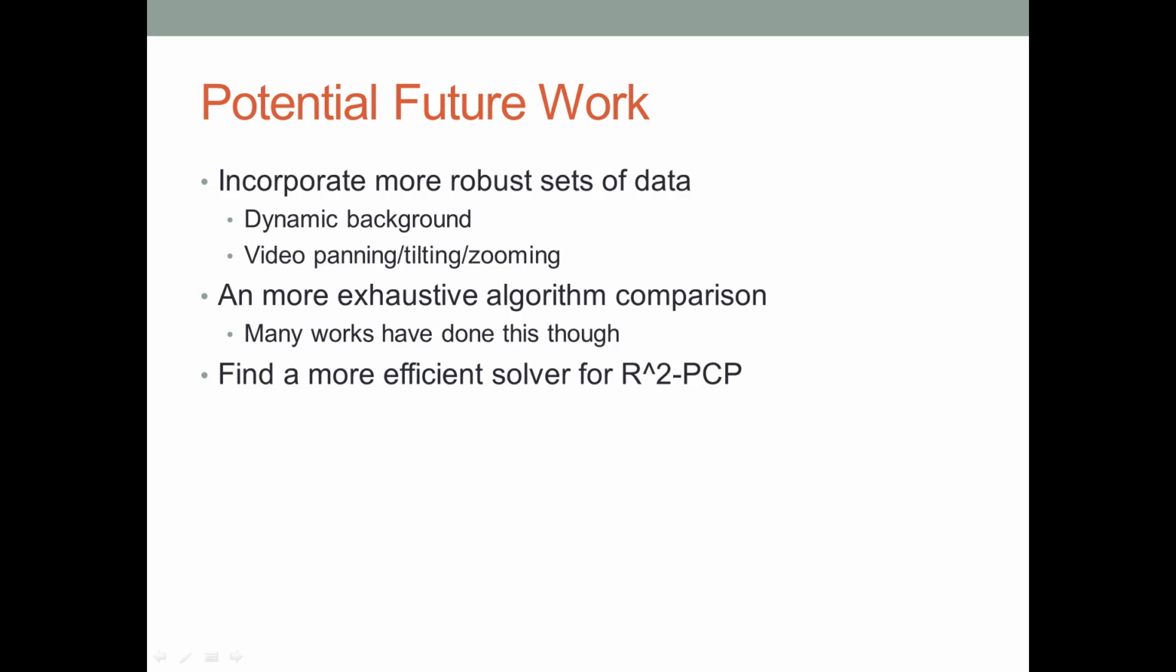So for future work, I would like to incorporate more robust data sets for some of these algorithms and many more. By robust, I mean incorporating data sets that have dynamic backgrounds, for instance, where the background is moving a little more, like with a fountain, for instance, or moving water. Another robust data set would be if you take the video and you do panning, tilting, and zooming, so the background itself is actually changing.